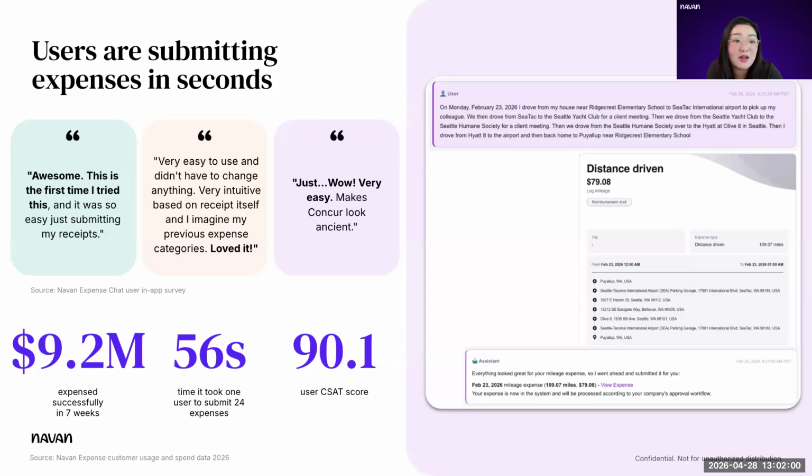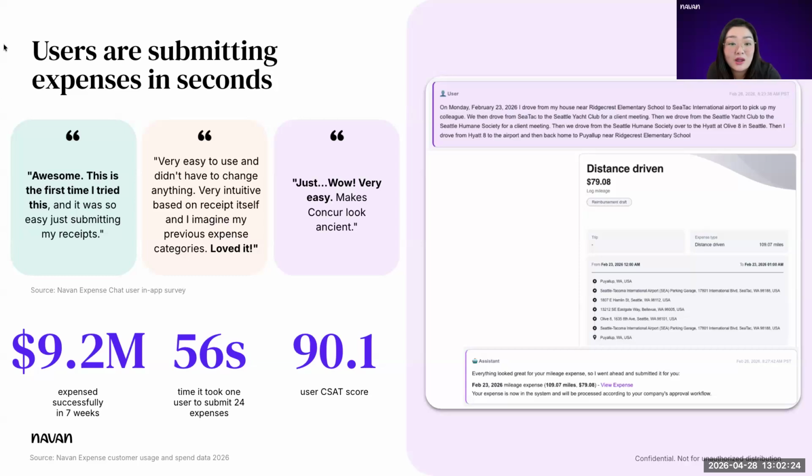On the bottom here, you're going to see some high level metrics of what we've seen so far. Particularly happy about the over $9 million submitted already in the last 9 weeks. The middle number, 56 seconds, is one of my favorites, where we have a user that in one conversation in under a minute was able to get 24 expenses successfully filled in and submitted for their admins to review. And then the last number is our average customer satisfaction score right now of around 90, which is great.